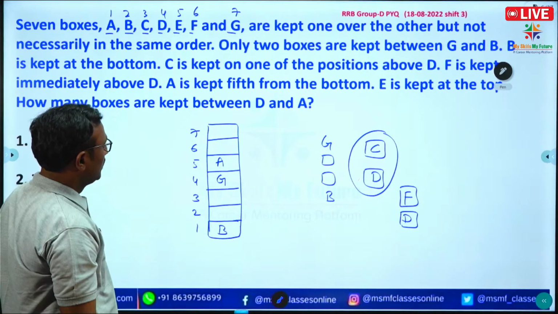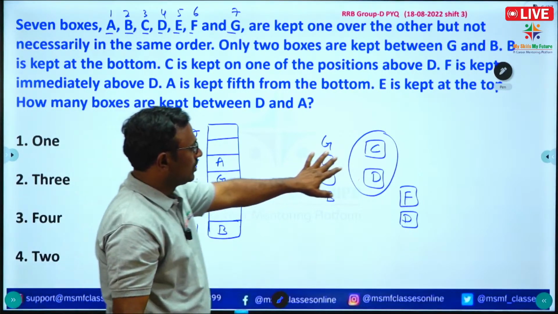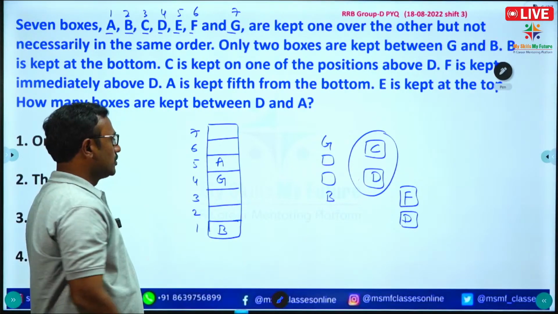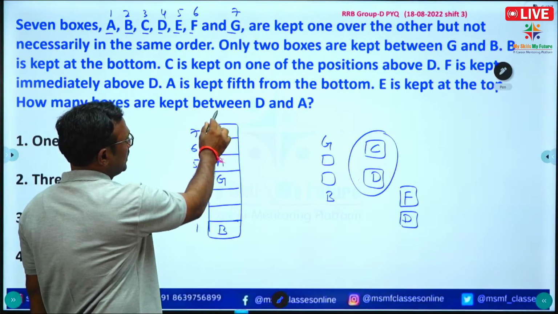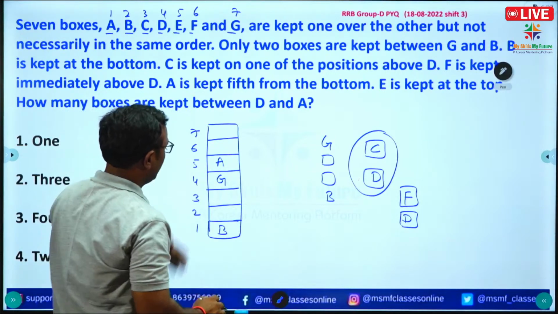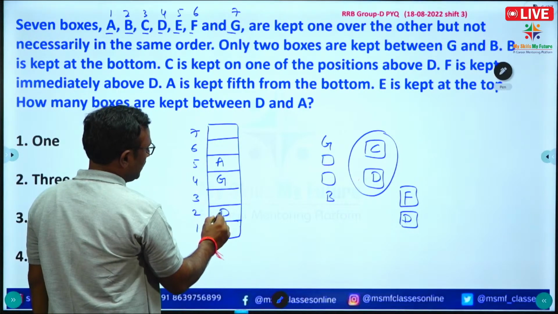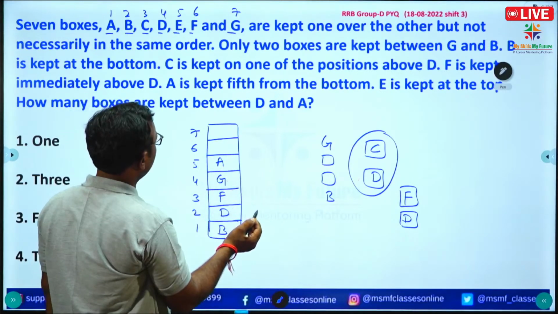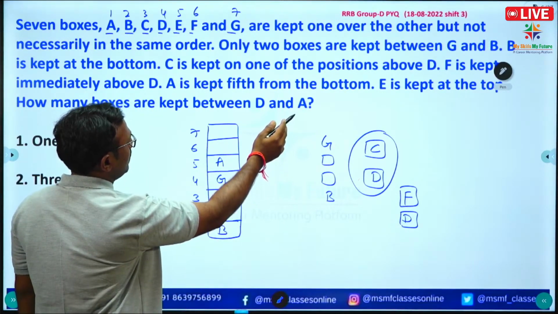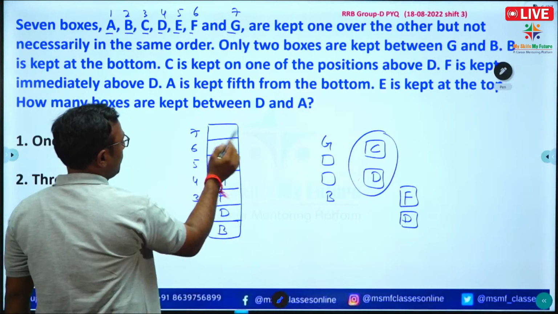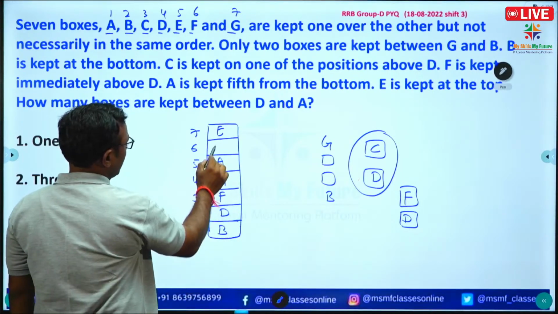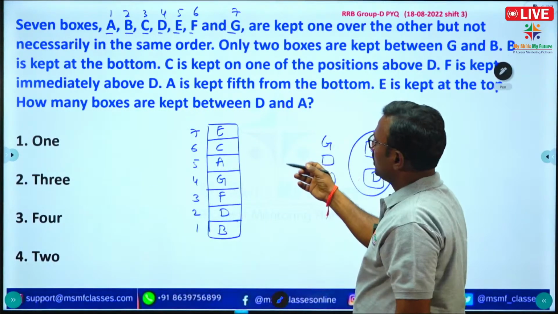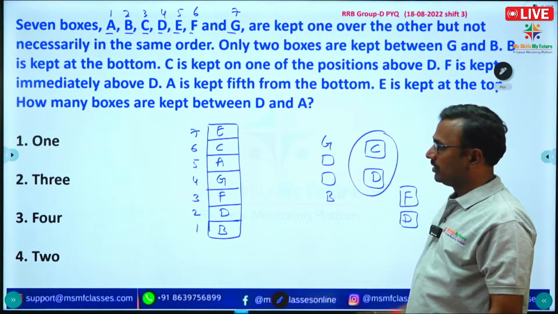See here the logic: C is above D, F is also above D. If you place D here, we cannot place C above it. So just place D here. F is immediately above D. E is kept at the top. E is here. So we can place C here.